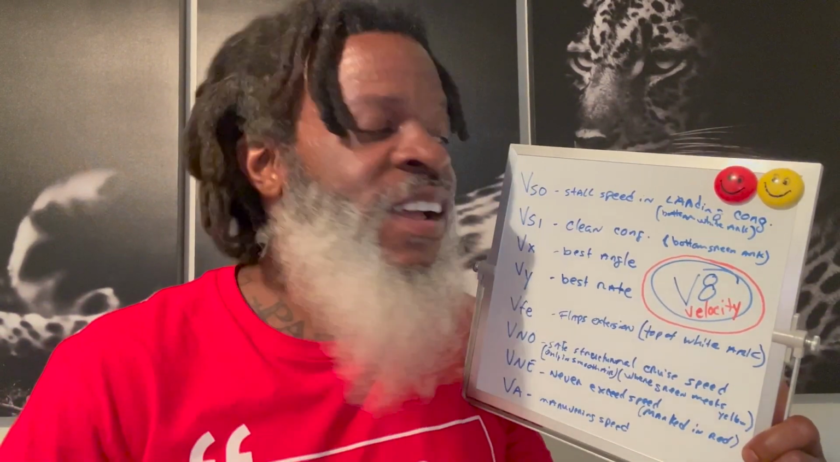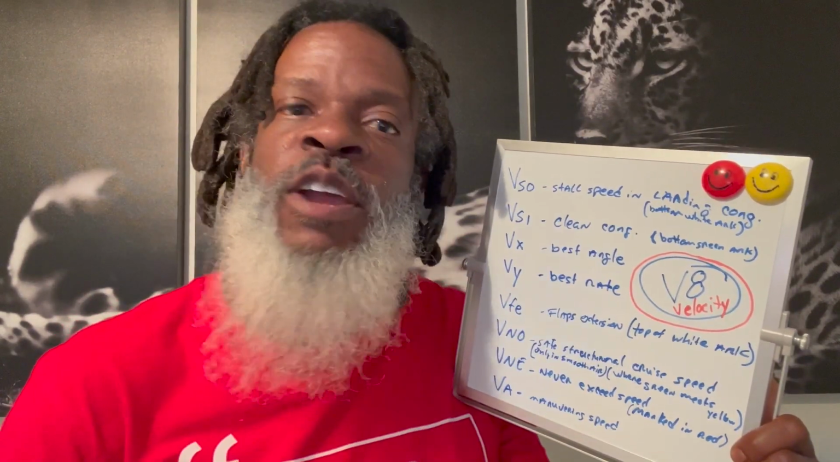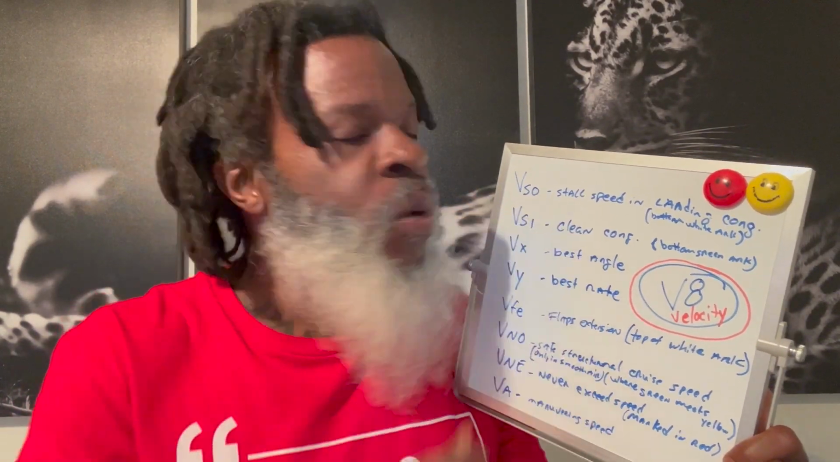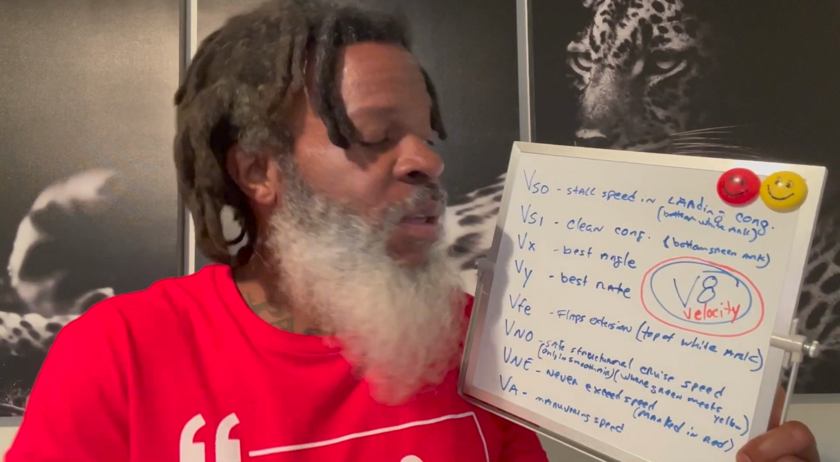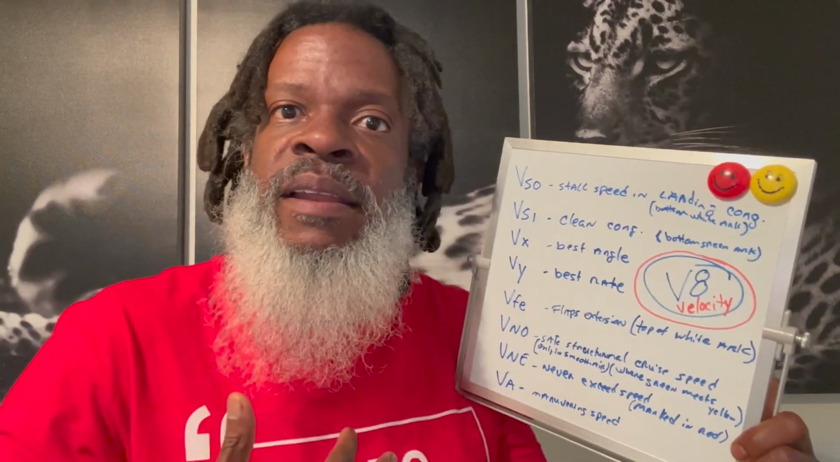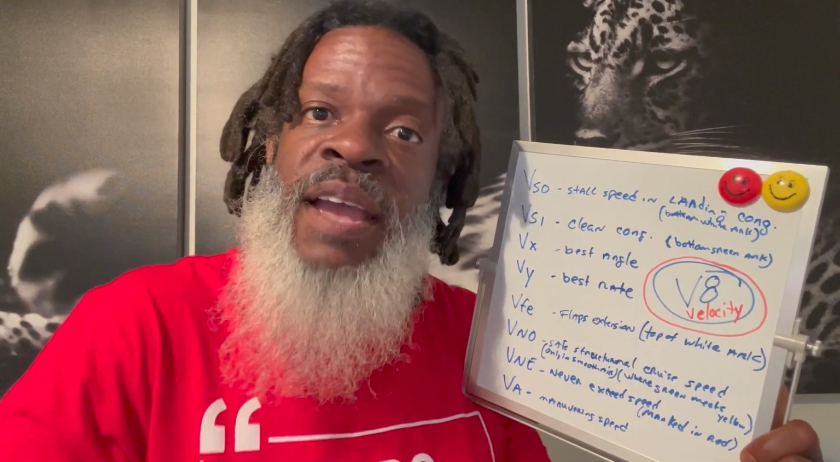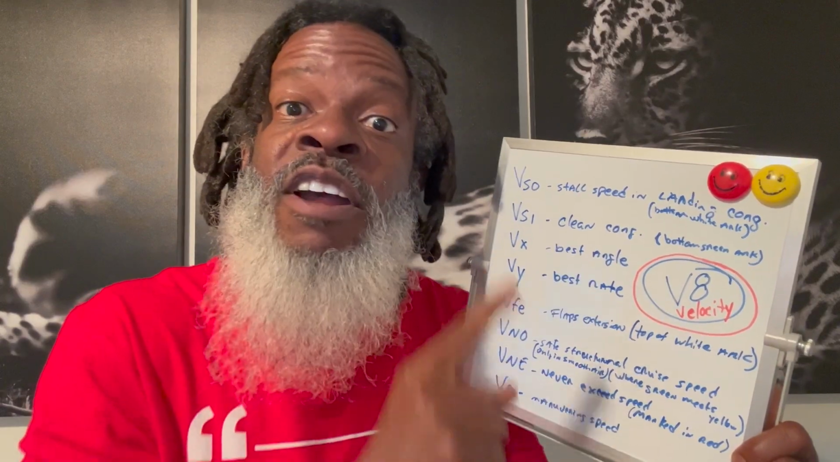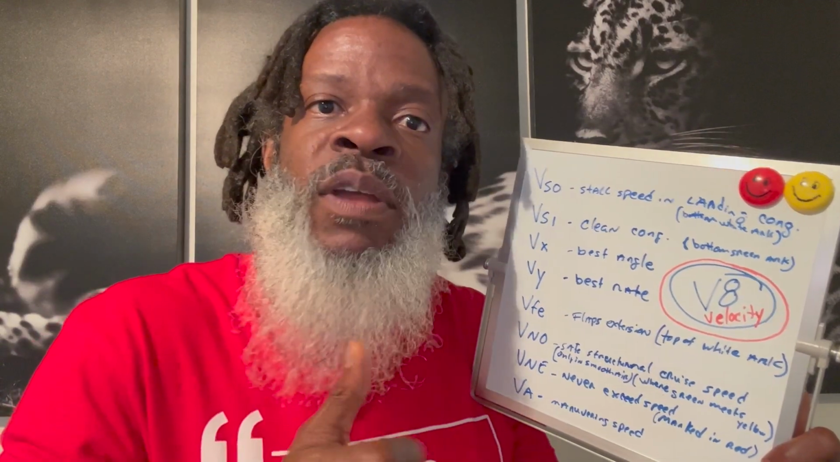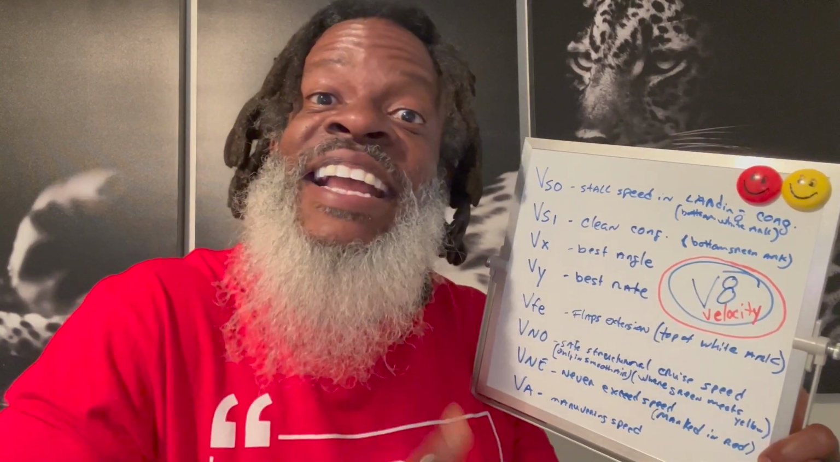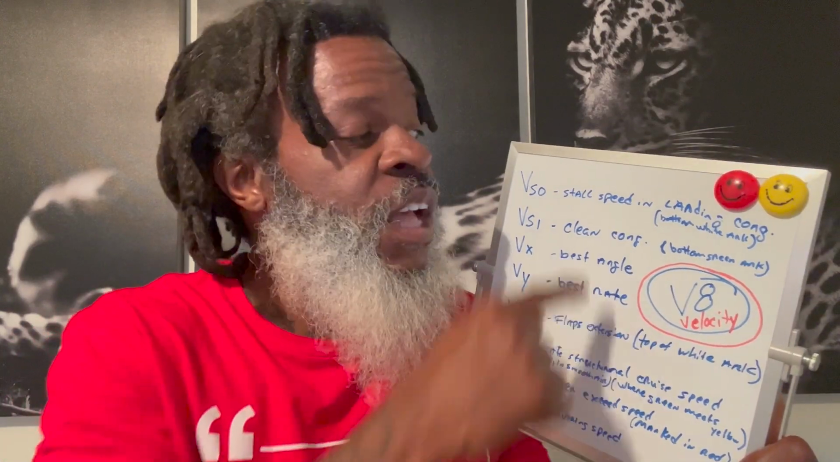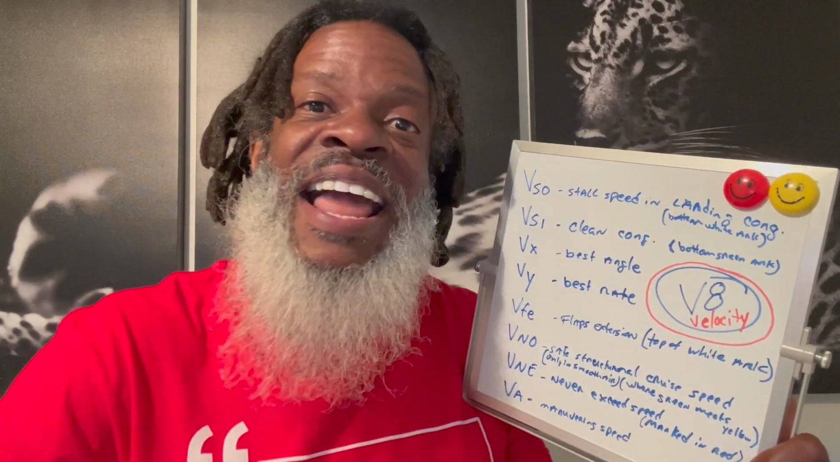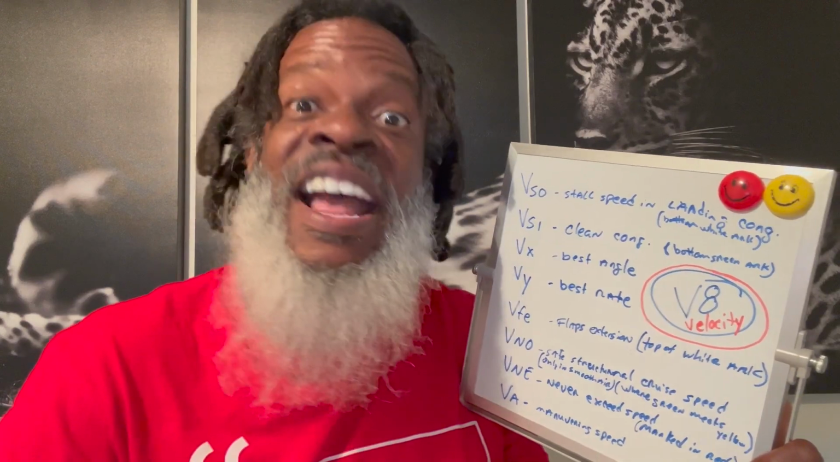Next up on the list is VS1, stalling speed in the clean configuration. So if VSO means stuff out, then VS1, you kind of remember stuff in. Clean, everything is cleaned up. What is the stalling speed of that? It's going to be at the bottom of the green arc. So those two, you can lump them together. VSO, stuff out. VS1, stuff in. Clean configuration, stalling speed. Those are the two stalling speeds that you definitely want to lock down and have memorized.